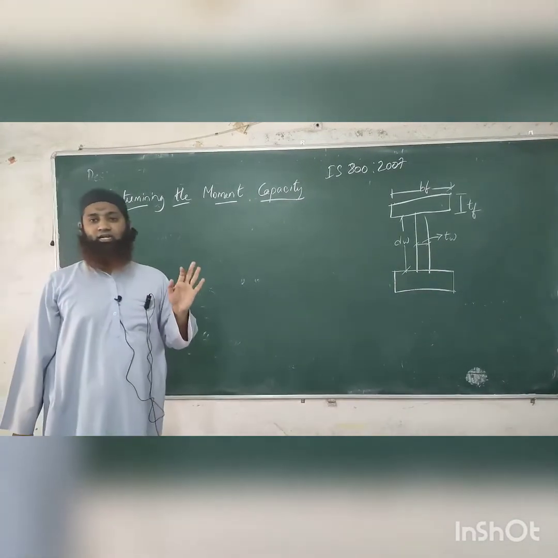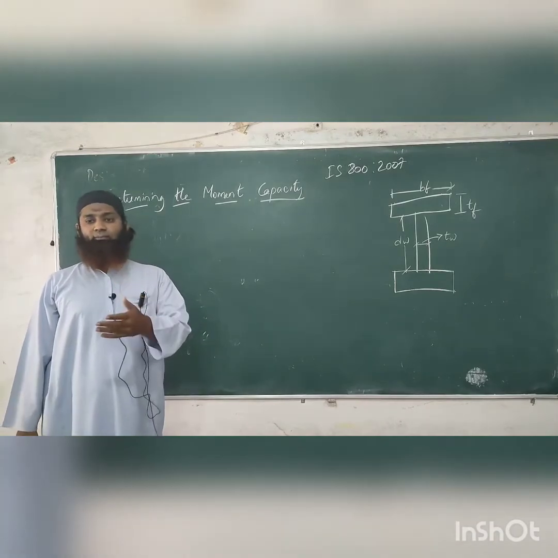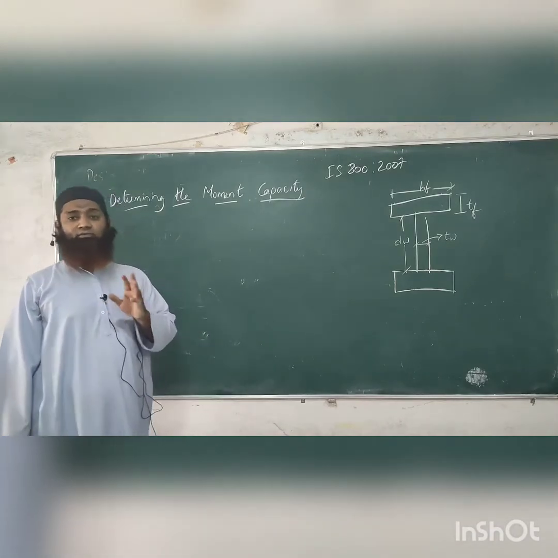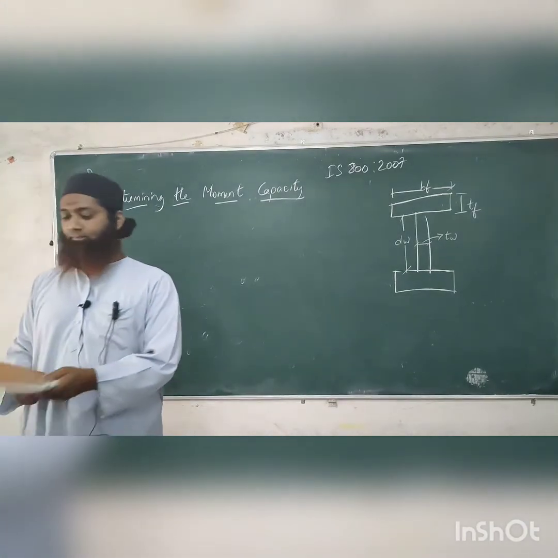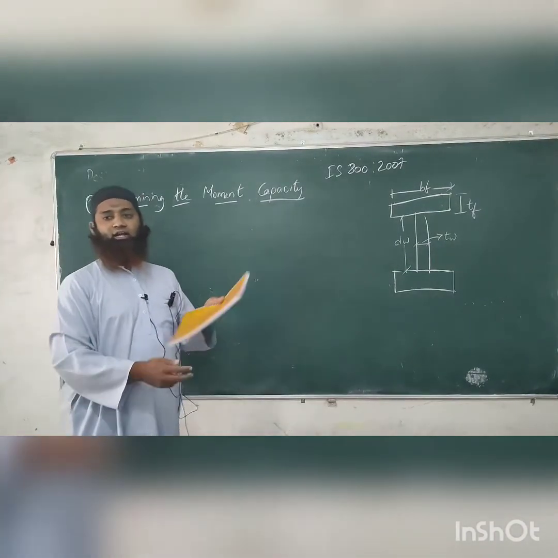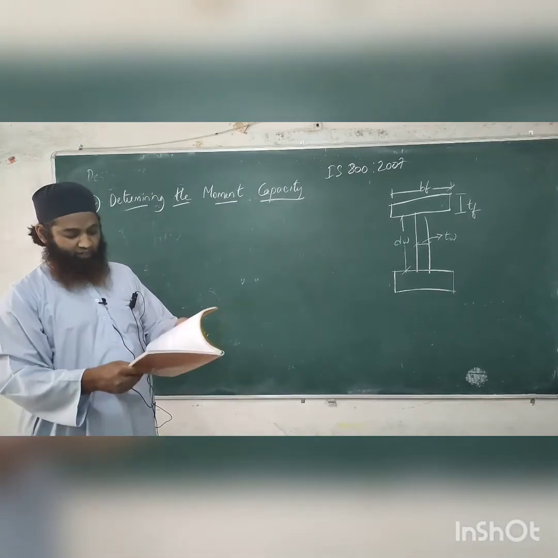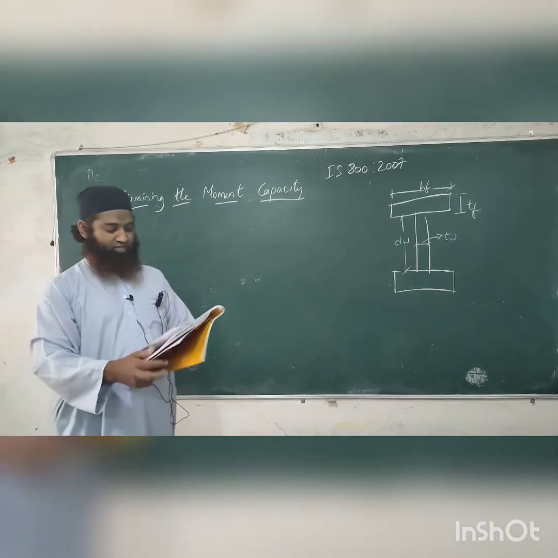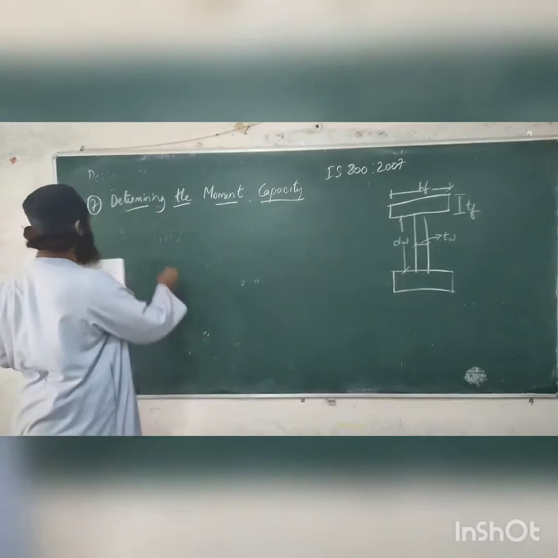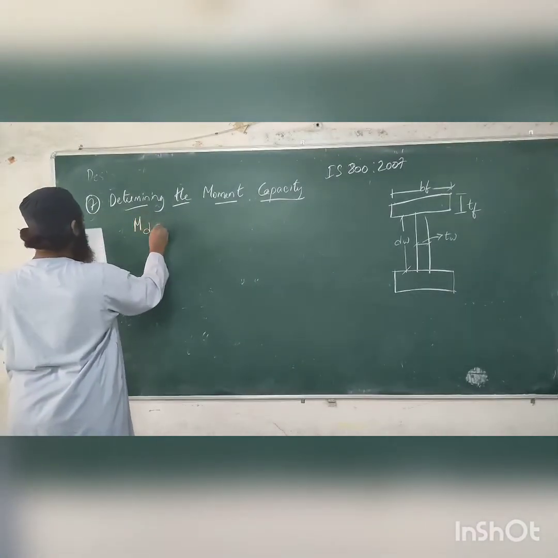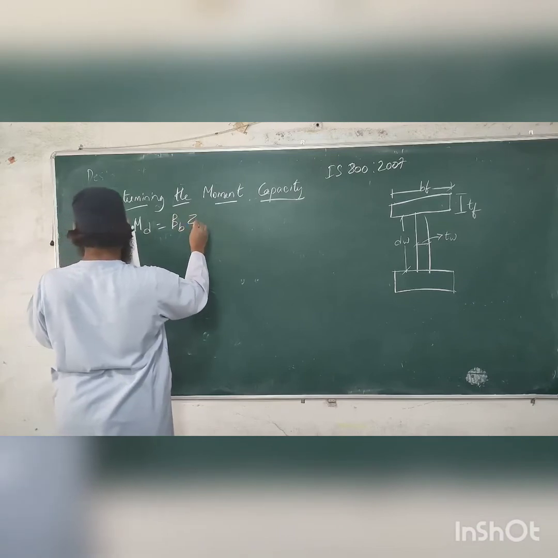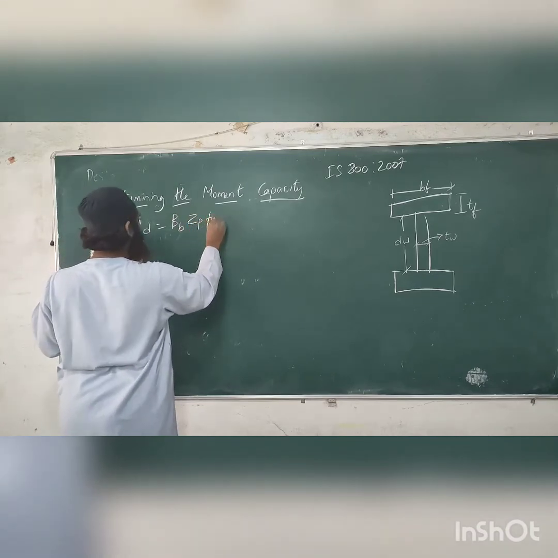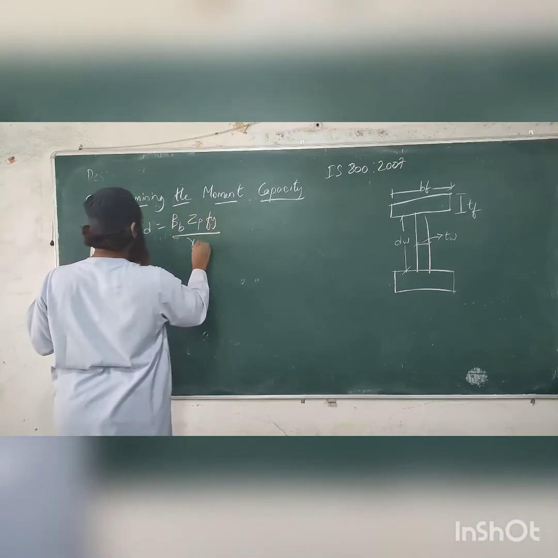Determining the moment capacity. Now what is the moment coming? Moment capacity, we'll have to design that. That is given by the equation in the IS code, see IS 800 of 2007, in page 53 it has been mentioned here. MD is given in the code book. MD is equal to BB into ZP FY by gamma M0.